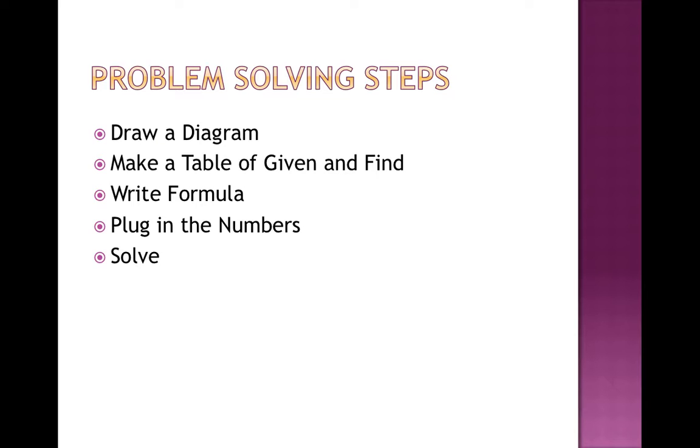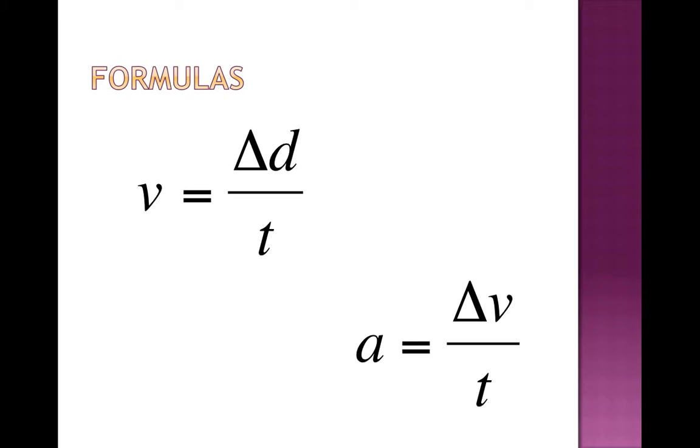This is an organizational trick to figure out what you're given and what you need to find. Next, you want to write down the formulas, then plug in the numbers, and then in the last part, give me the correct answer. There are two formulas we have to work with. One is average velocity equals the change in distance over time, and the acceleration is the change in velocity over time. That delta means change in, and it's the final minus the initial.